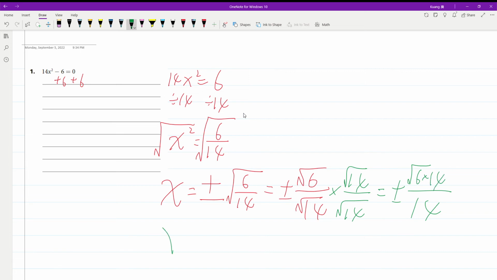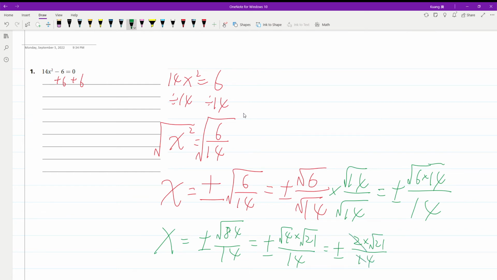And then it becomes 84. So root 84 over 14. And root 84, I can say that will be root 4 times root 21. Okay, and root 4 equals 2. So that's 2 times root 21 over 14. And you simplify, so the final answer is root 21 over 7. Okay, this is the answer for question 1.